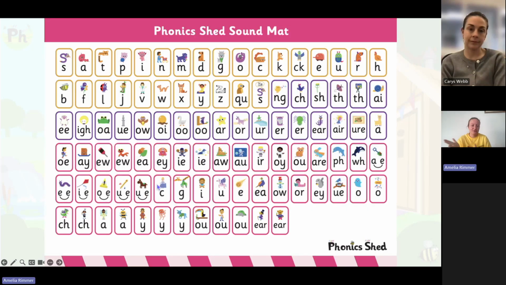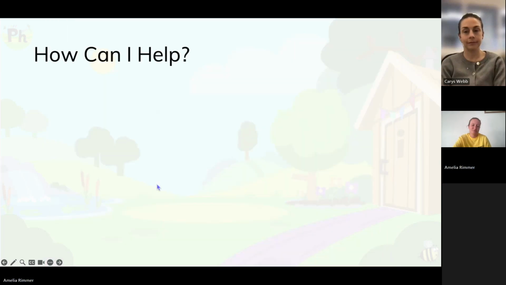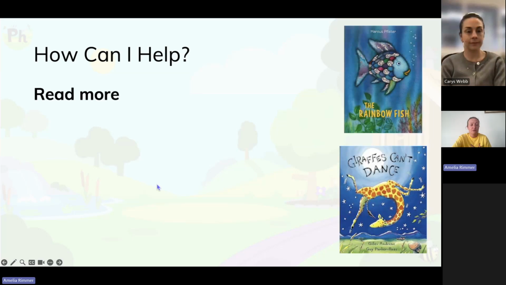So all the sounds are taught in order, and it depends which phonics scheme you're using as to what order they're taught in. So this is the Phonics Shed sound mat. If you get a chapter 2 reading book, for example, you'd only get chapter 2 things in it. So that's why those decodable reading books are so important. You can read more other things as well, though. You can read real books. They're really helpful for getting children engaged in literature as well.